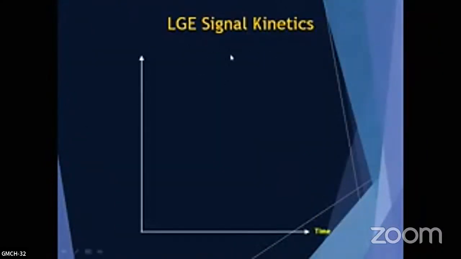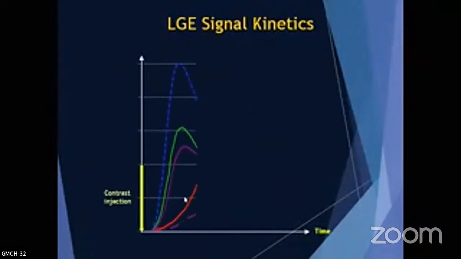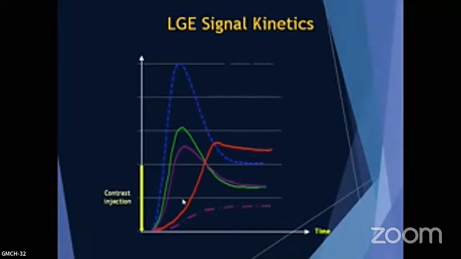If we see the contrast kinetics, how it behaves when we give the contrast injection, it changes with the different pathologies. This green one is the normal myocardium, this is the blood pool phase, and this red one is the infarcted myocardium. Say we image over here, there will be a big difference between the normal and the infarcted myocardium, which will stand out very nicely and appear bright on LGE sequences. Anything which is bright on LGE is dead tissue.